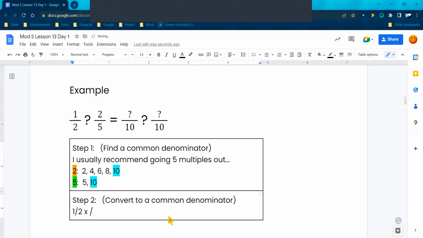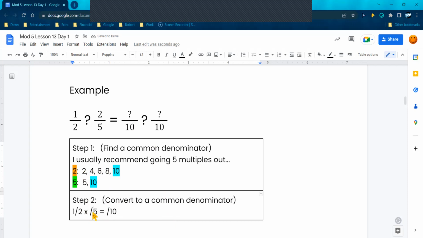Now I'm going to multiply by some fraction which equals a whole 1 to equal some fraction over 10. So remember, 10 is my common denominator. So now I have to think of 2 times what number gives me 10. If I'm not too sure, I can count 1, 2, 3, 4, 5. And all I did was go to step 1 and count my multiples that I wrote out. And I saw that it was 5. So in my denominator, I'm going to write 5.